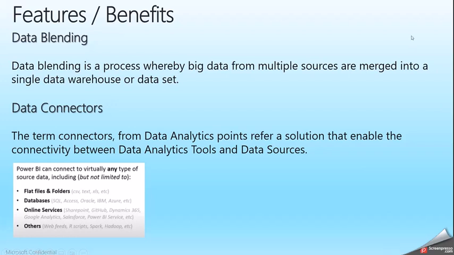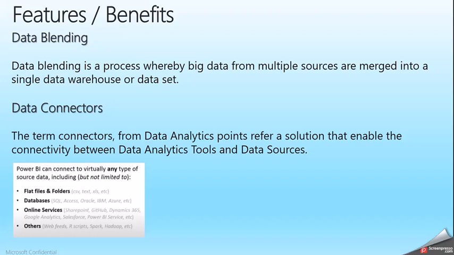Data blending is a process whereby big data from multiple sources is merged into a single data warehouse or data source. It concerns not merely the merging of different file formats or disparate sources of data, but also different varieties of data. And thirdly, data blending allows business analysts to cope with the expansion of data that they need to make critical business decisions based on quality business intelligence tools.